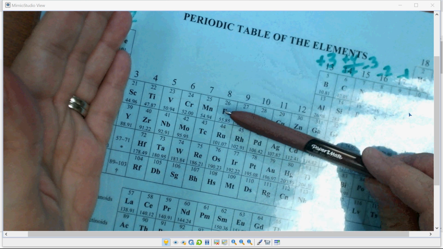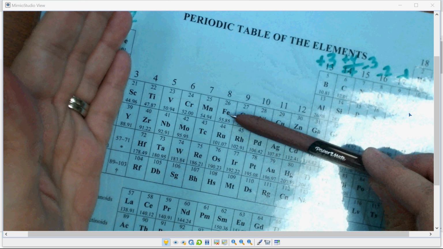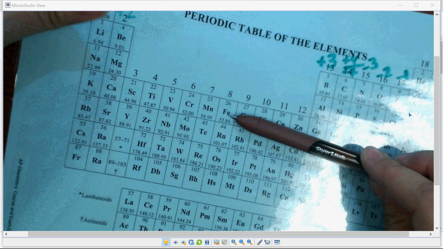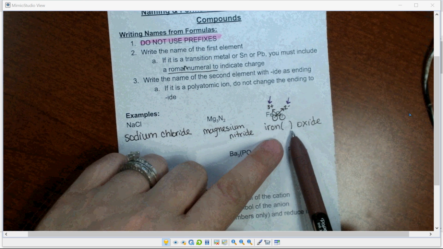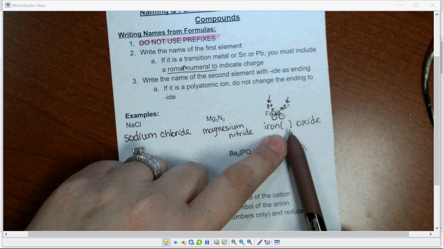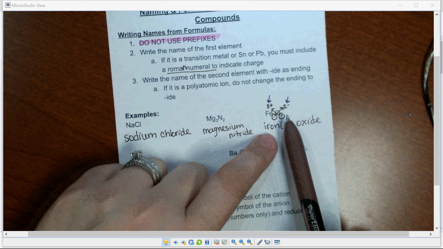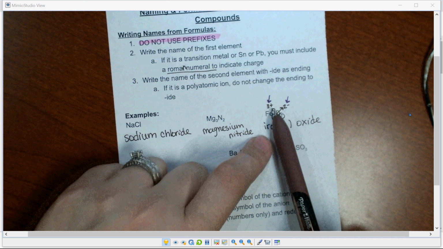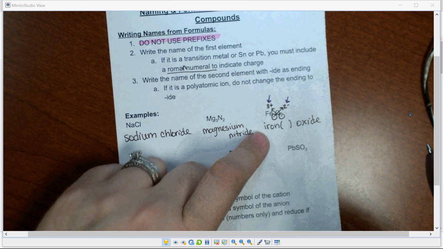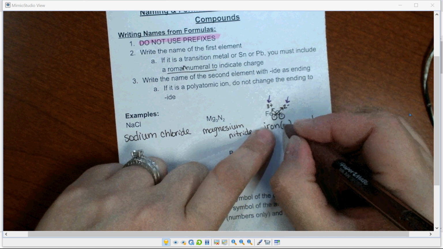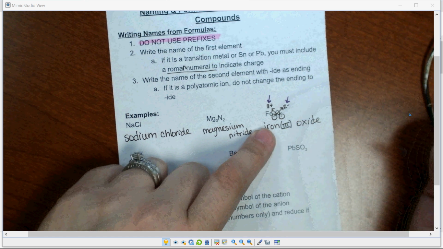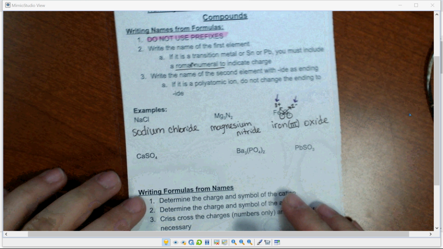So for example, iron can be either a +2 or a +3, and that's where the Roman numeral comes in. We have to, in the name, give the Roman numeral so that we know, is it a +2 or is it a +3? And so by unscrambling the crisscross or the swap and drop, I find that it's a +3. So all you have to put in the parentheses for the Roman numeral is the Roman numeral 3. So that takes care of that one.